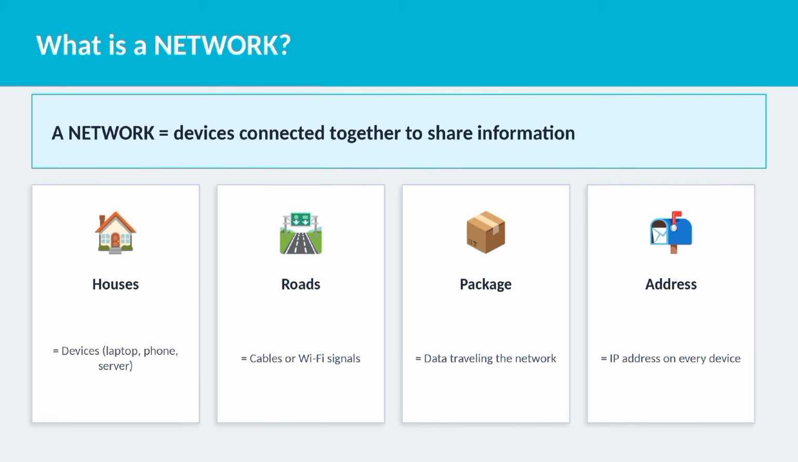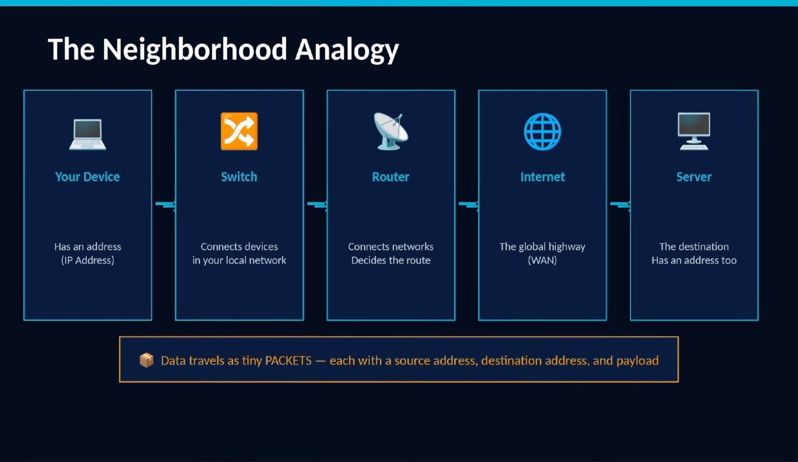What is a network? A network is simply a collection of devices that are connected together so they can share information. That's it. That's the whole idea. Think of it like a neighborhood. In a neighborhood, houses are connected by roads. If I want to send a package from my house to yours, I put it in a vehicle, it travels the road, and it arrives at your door. A computer network works the same way. Devices are the houses, the cables or Wi-Fi signals are the roads, and data is the package.